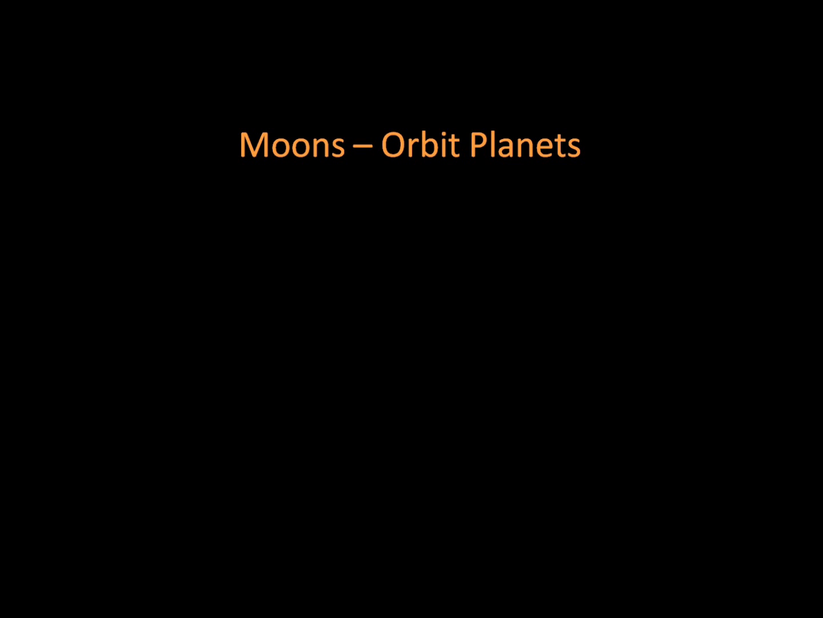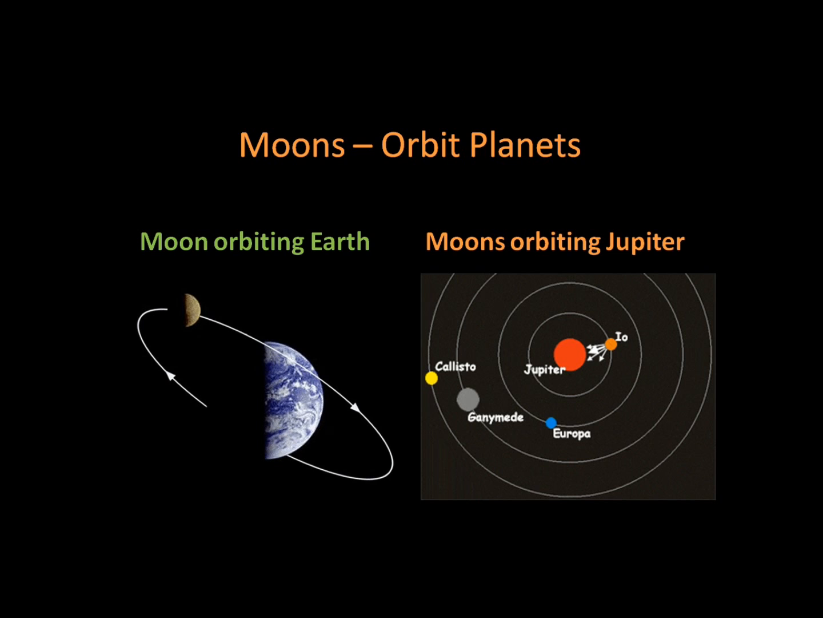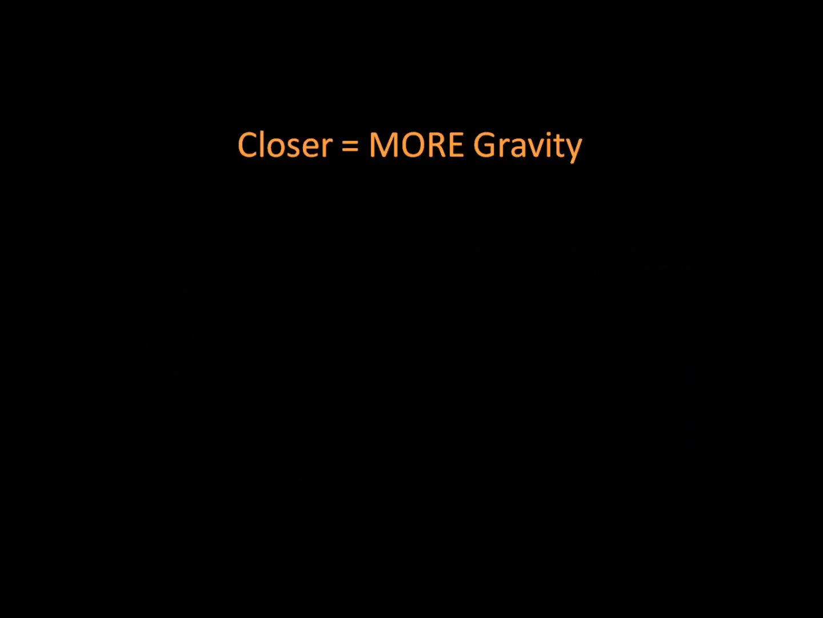But there is an exception, moons. Moons do not orbit the Sun, they orbit planets. Earth has one moon that orbits around Earth. Jupiter has many moons that orbit Jupiter. Why is this? To understand why moons orbit planets, you have to know the other factor that determines the pull of gravity.